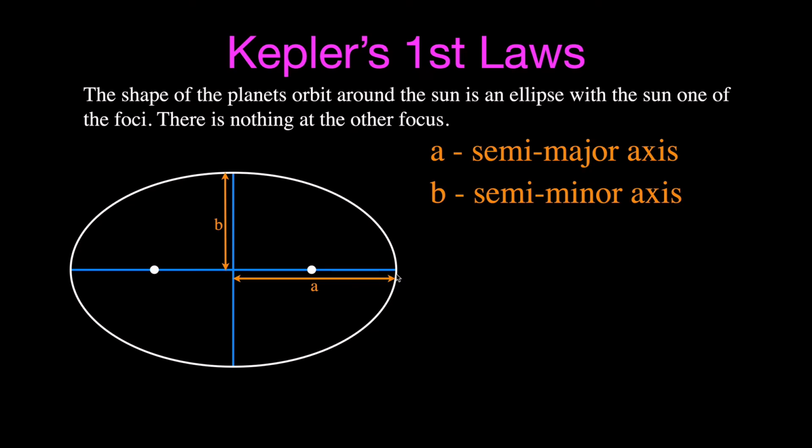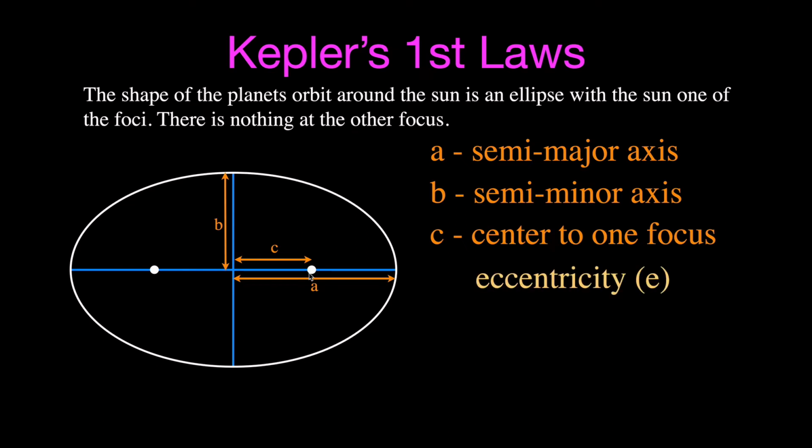Now, another distance that's important when we talk about the characteristics of ellipses and their eccentricity is the distance from the center out to one of the foci. We usually designate that as c. It doesn't really have a name, but it's the distance from the center to one focus, like that. Now, when we talk about how oval or how squished or how not round an ellipse is, we talk about its eccentricity. The more eccentric it is, the less round it is, and the farther the foci are from the center, or the farther the foci are from each other.